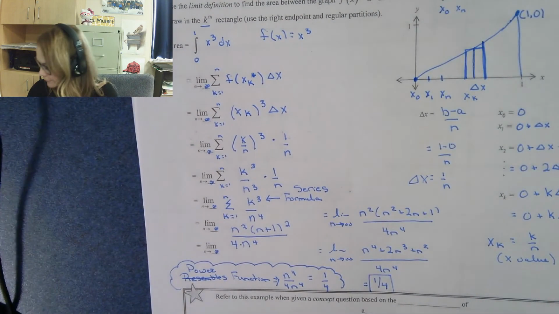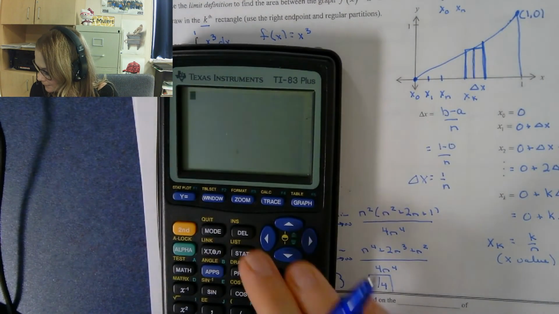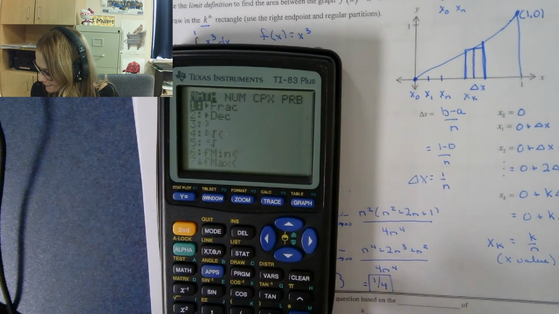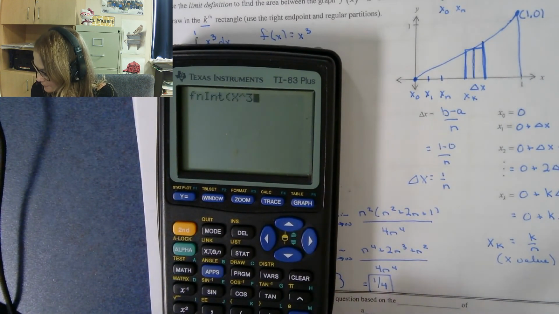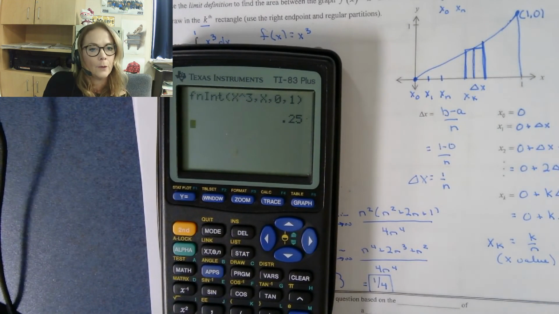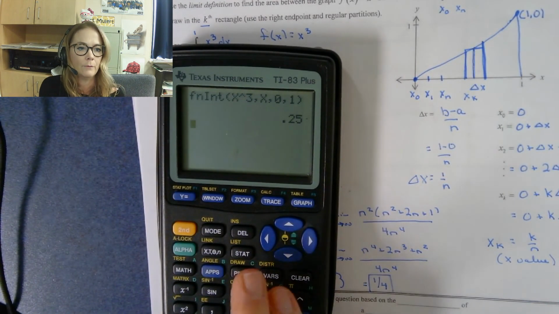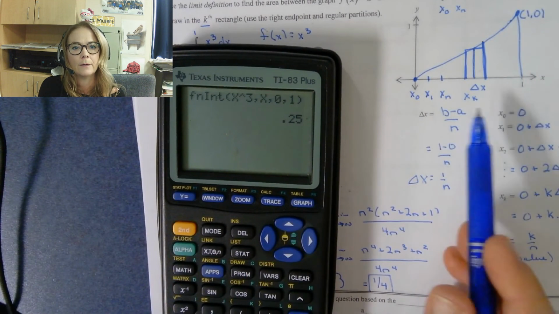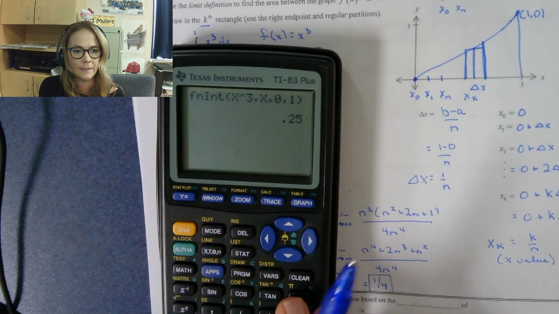Okay, let's look at the calculator here. Check it out. So, math 9, okay, we're doing x cubed, comma x, comma 0, comma 1. There you go, 1/4. Woohoo! So, this is an interesting problem. We'll go through some more where we start not at 0 and take a look at what that looks like.